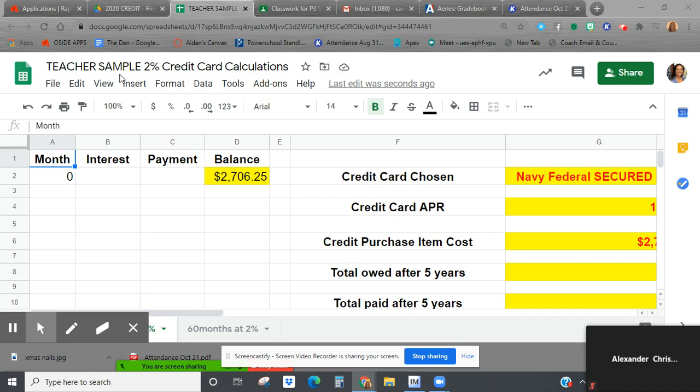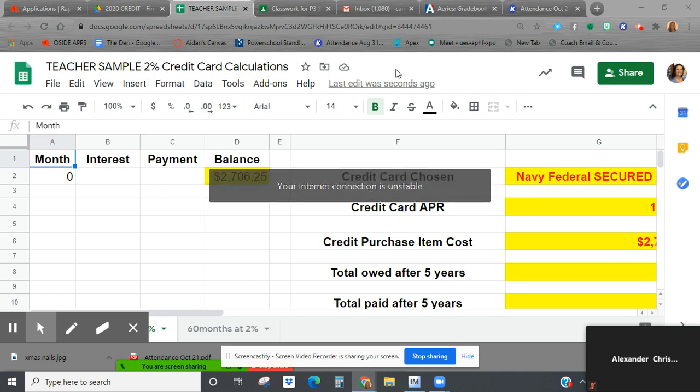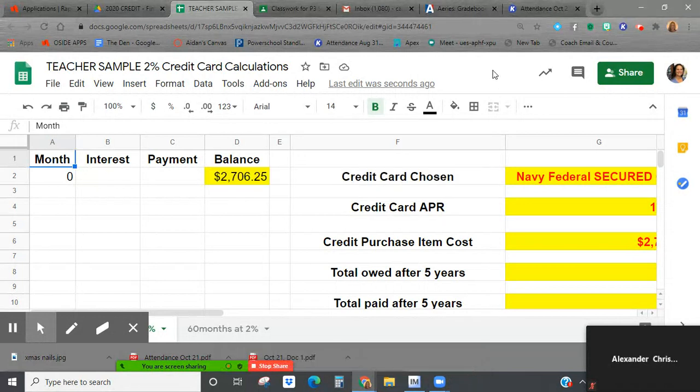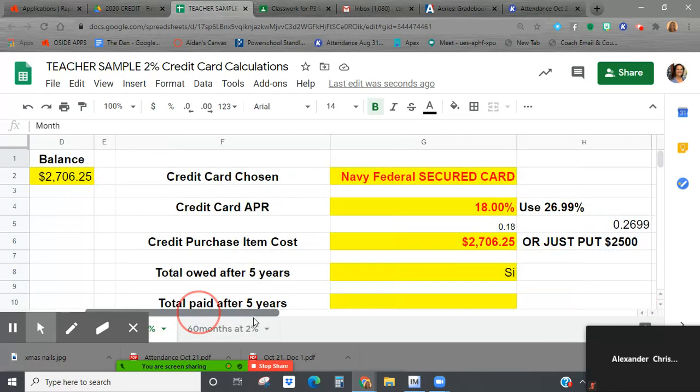On Monday, we began our assignment on 2% credit card calculations. And so we took two things that we had worked on previously. In this case, it happened to be our credit card purchase. And then our second thing was the credit card analysis. So you should have done a credit card purchase and gotten a total.